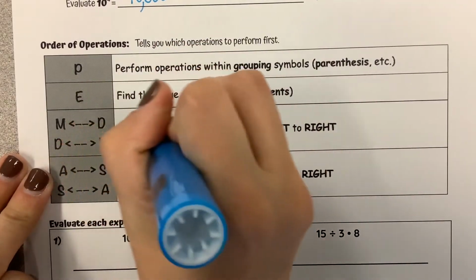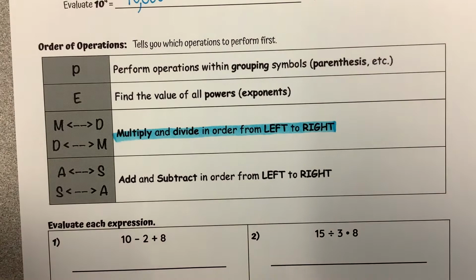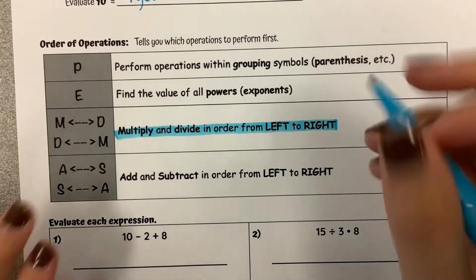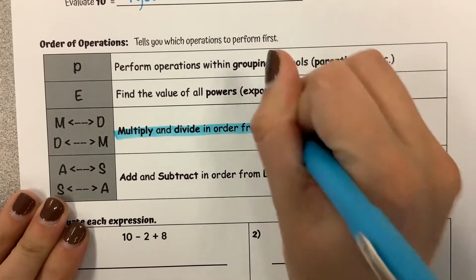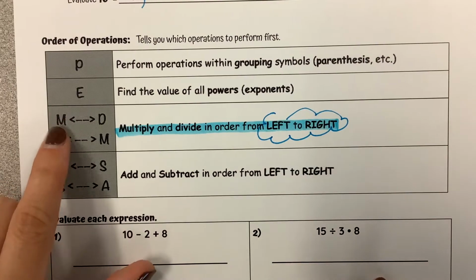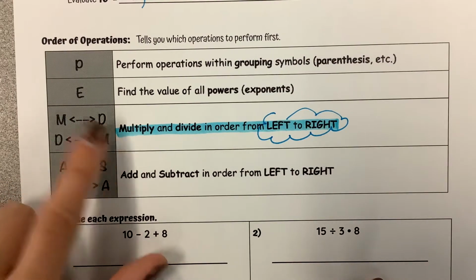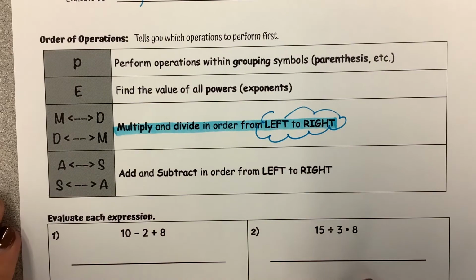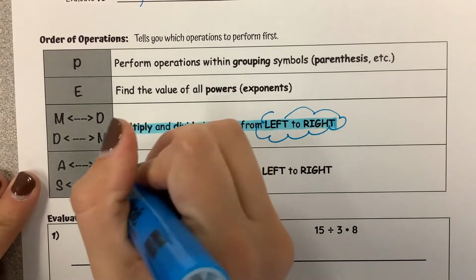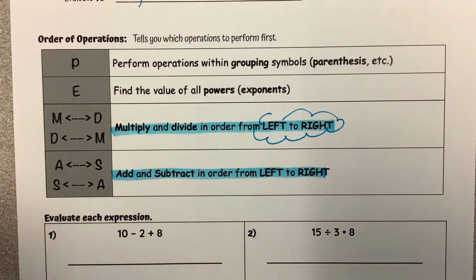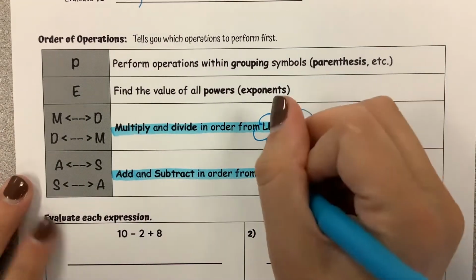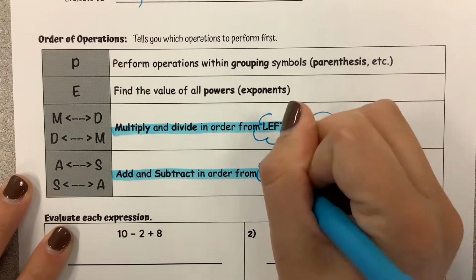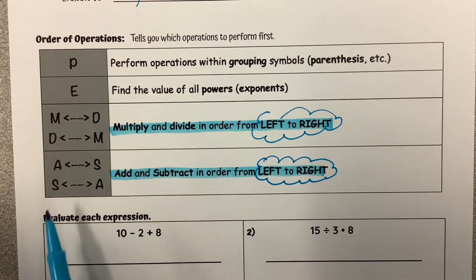That multiplying and dividing, you have to go in order from left to right. So sometimes multiplication is first, sometimes division is first. Whichever of the two is furthest to the left is what goes first. Same thing for adding and subtracting. You have to go in the order from left to right. So sometimes adding's first, sometimes subtracting is first. If adding's further to the left, we start with that. If subtracting's further to the left, we start with that.